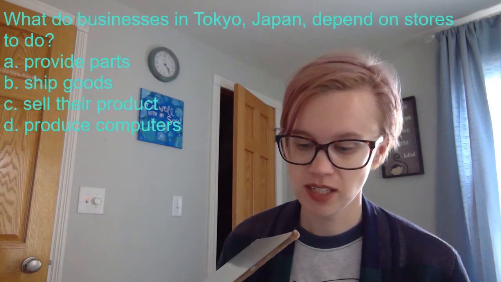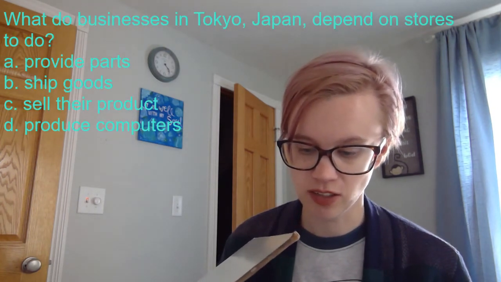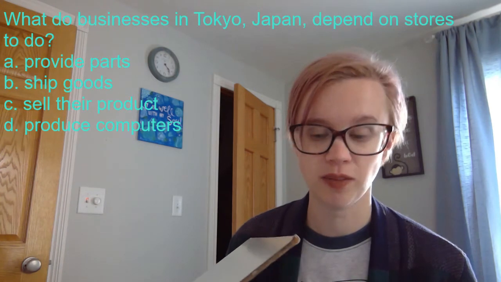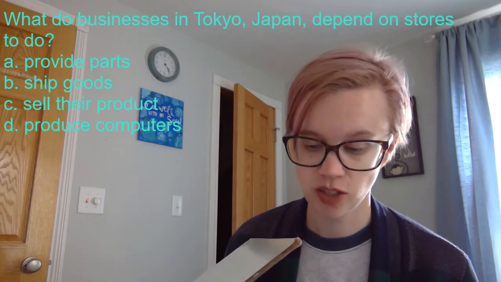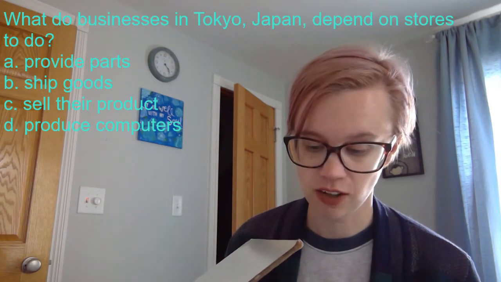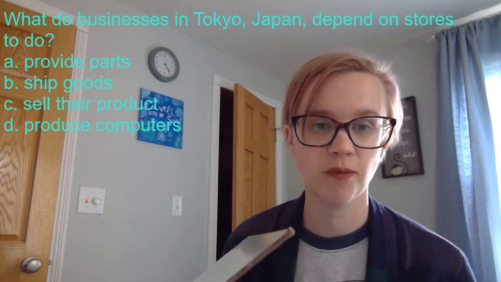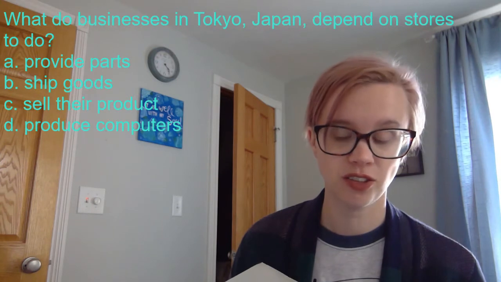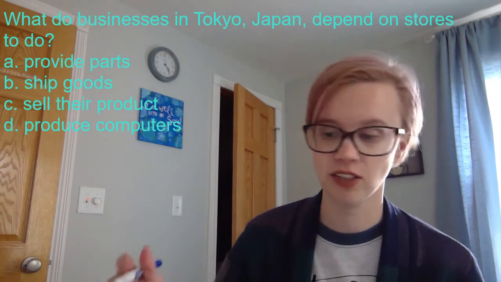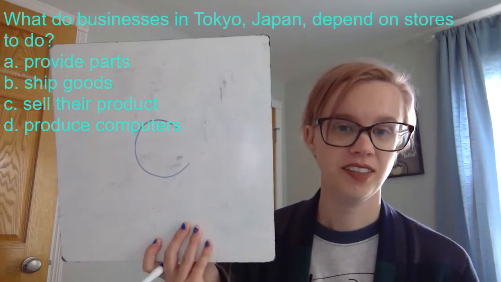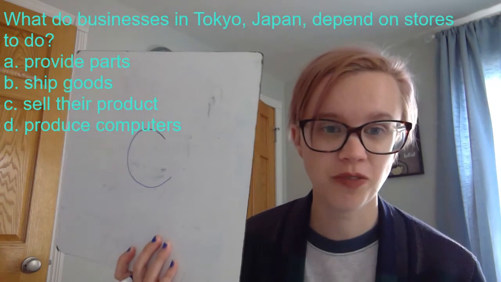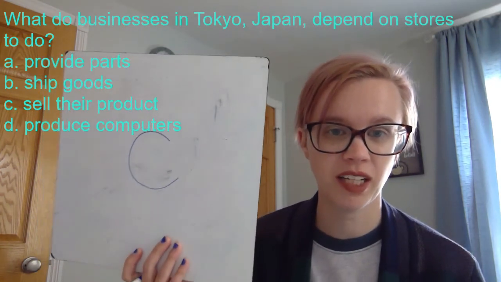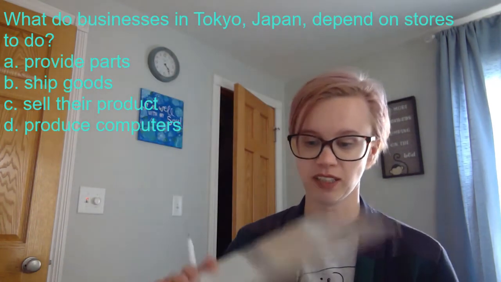10. What do businesses in Tokyo, Japan depend on stores to do? A, provide parts. B, ship goods. C, sell their product. Or D, produce computers. So what would they depend on the stores to do? Okay. Sell their product. That's what a store is for, to sell. So they would depend on their store to sell their product.